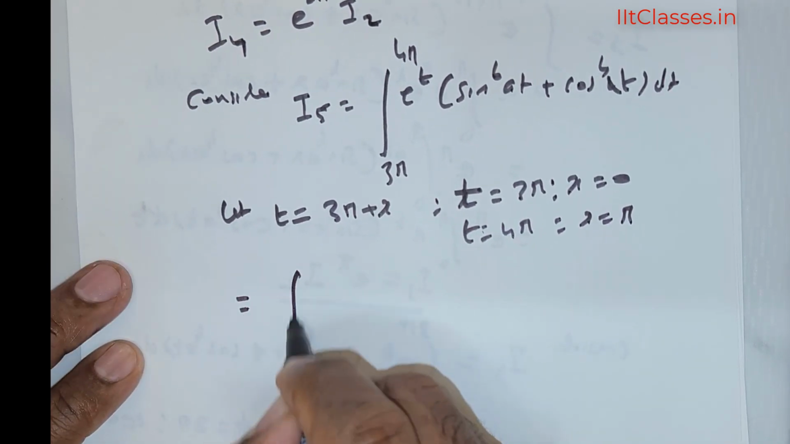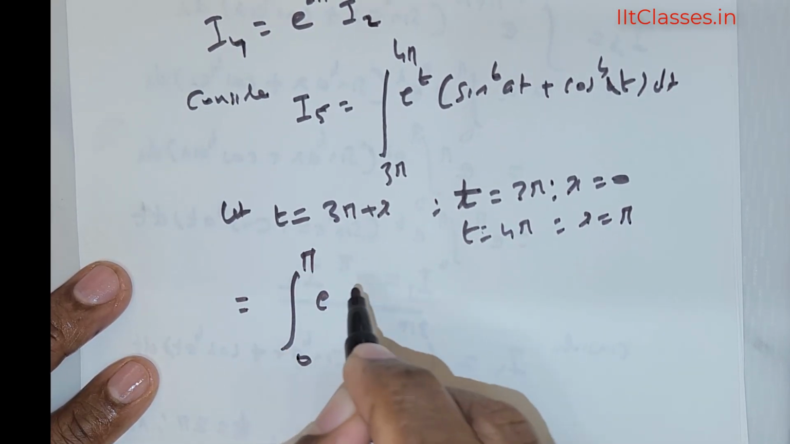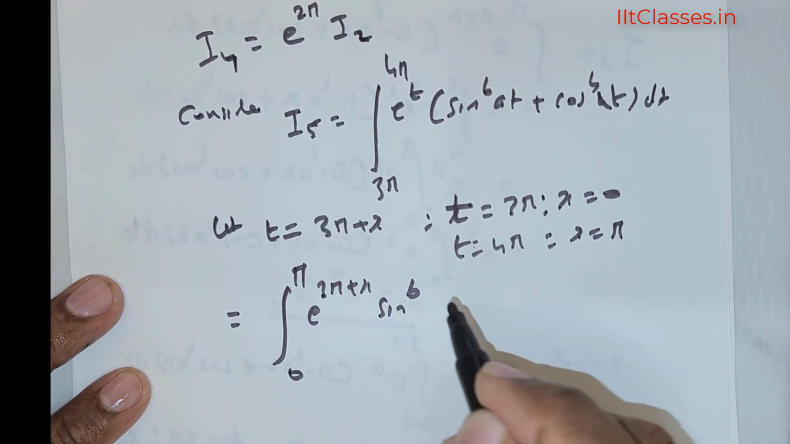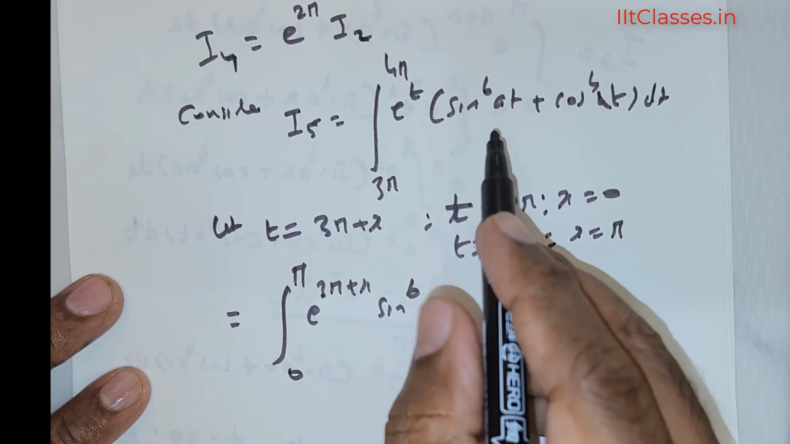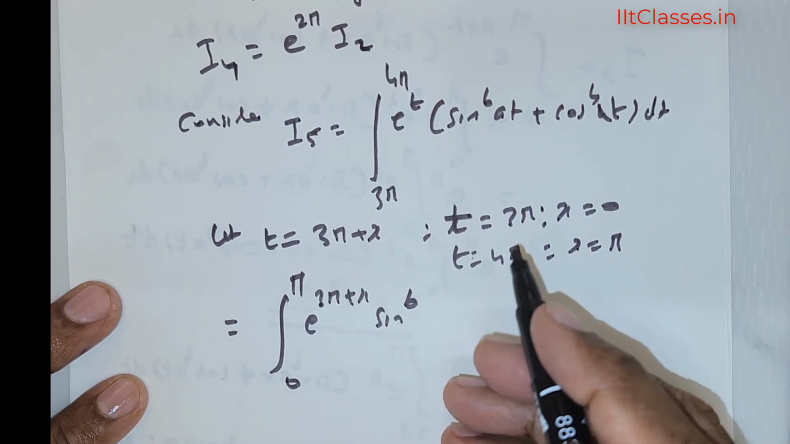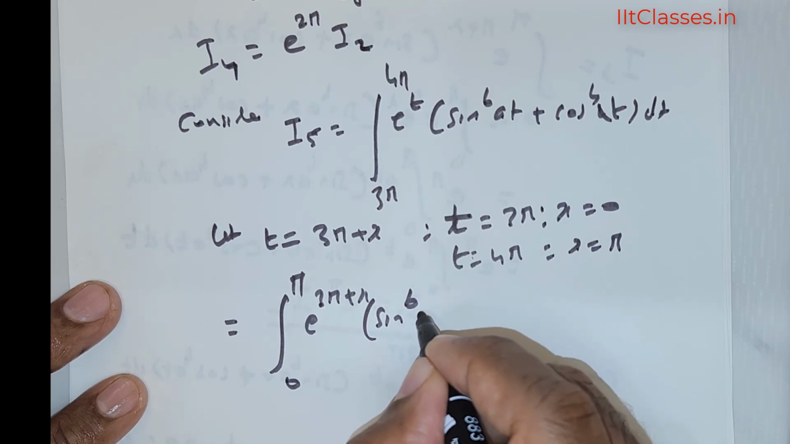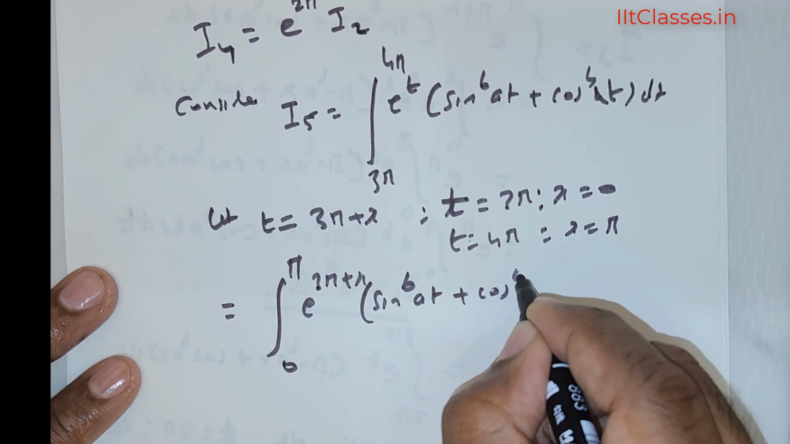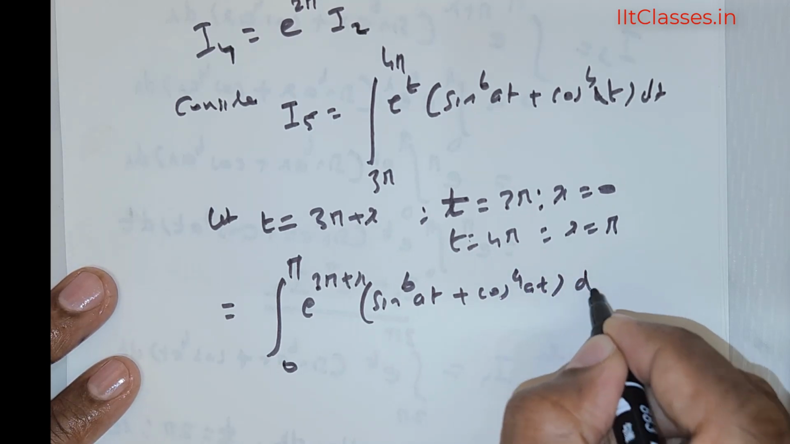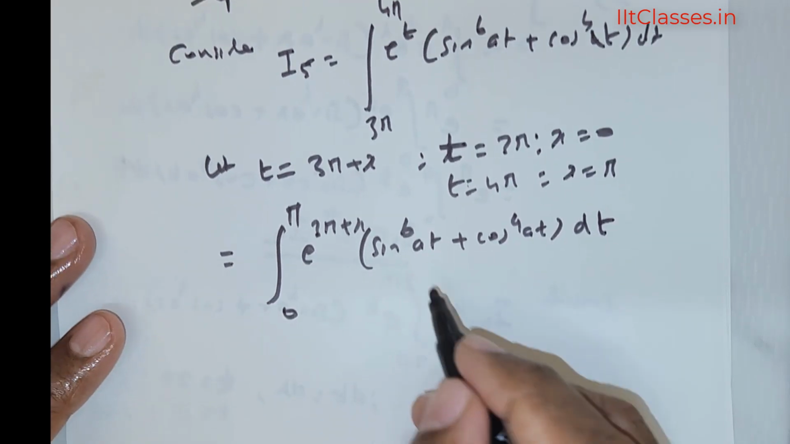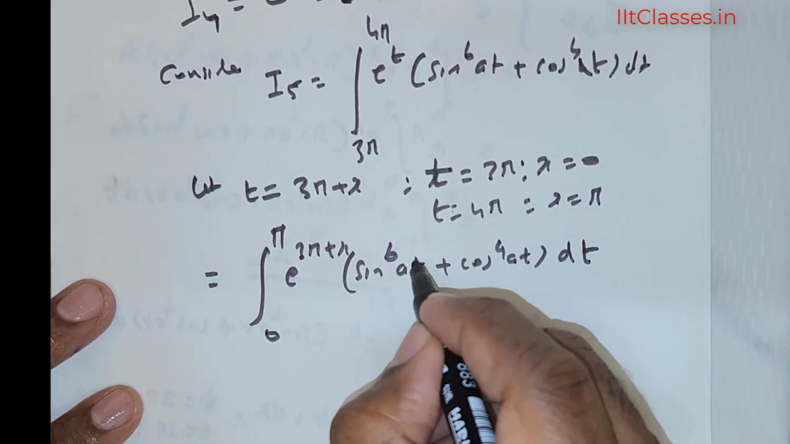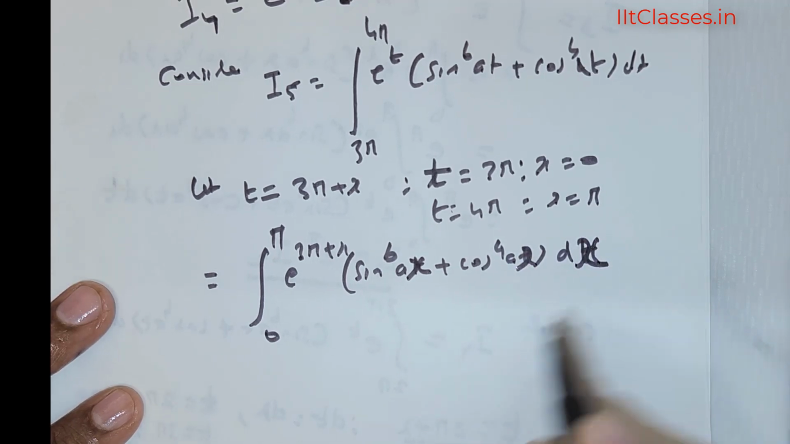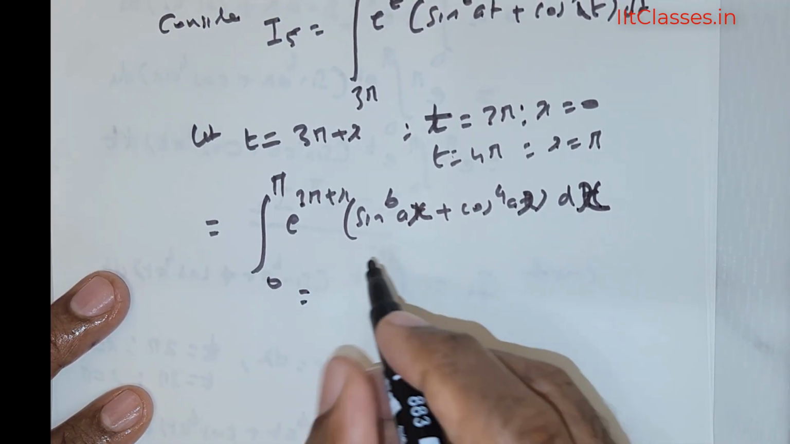So this is going to be equal to the integral from 0 to π of e raised to the power of 3π plus x, sin⁶. Now in place of t, you are substituting 3π plus x, so it will revert back to sin⁶t plus cos⁴t times dt. So actually we need to have it as x. Now probably in the next step I will revert everything back.